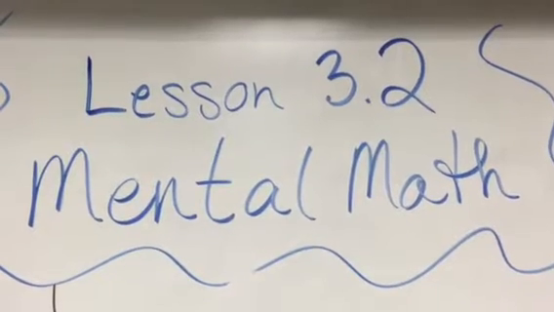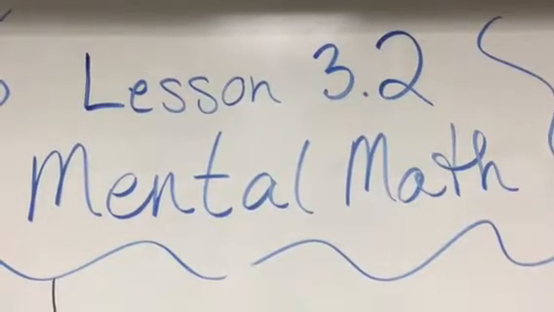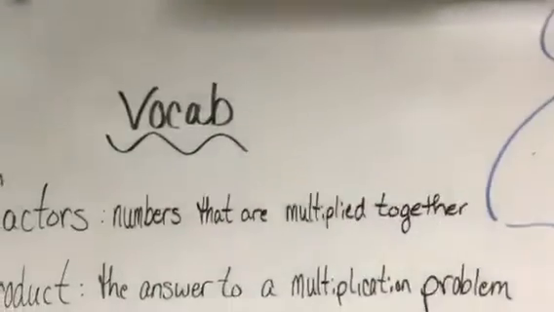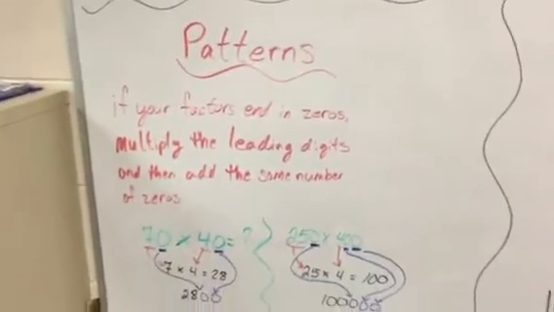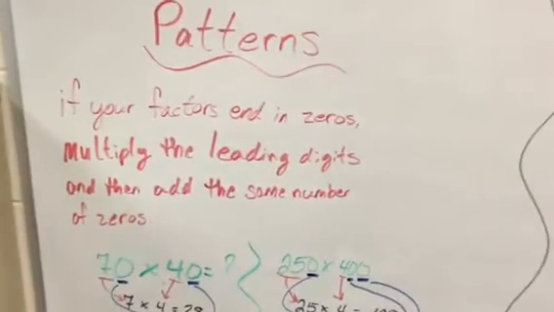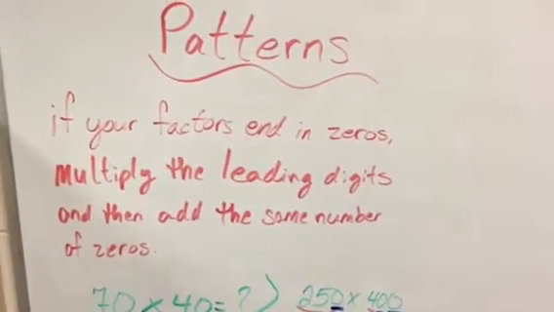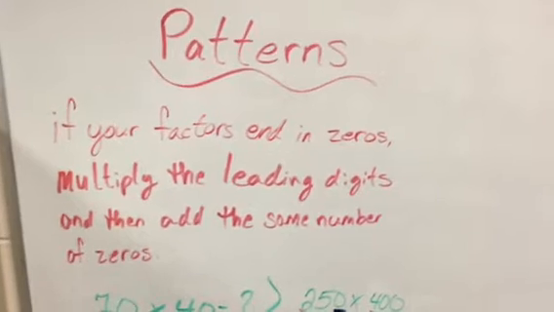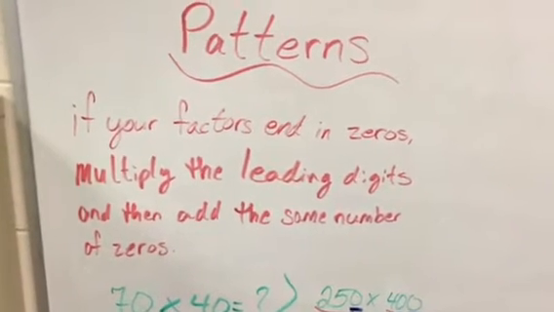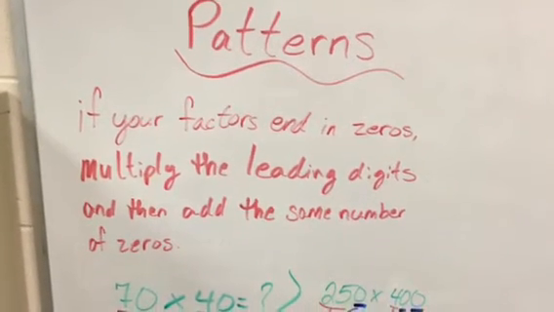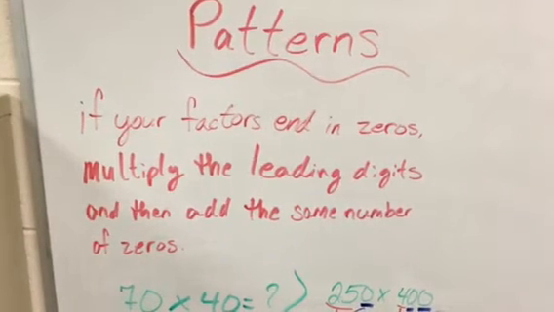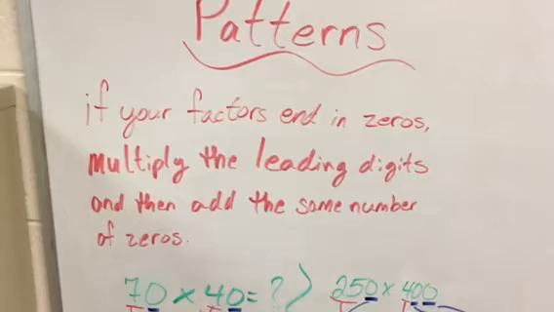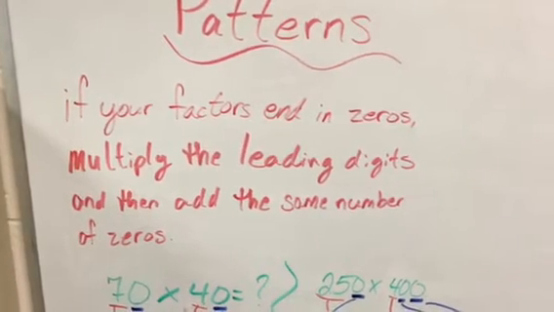Lesson 3.2, Mental Math. Let's change it up a little bit. Let's start in the patterns. So if your factor ends in a 0, and remember, the factors are just the numbers that we're using in a multiplication problem. If your factors end in a 0, all you have to do is multiply the leading digit and then add the same number of zeros.